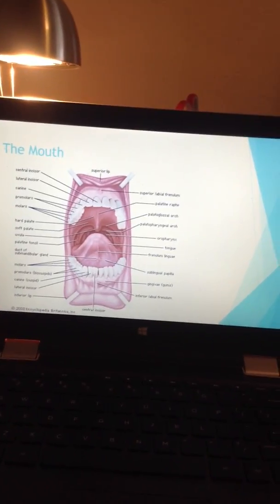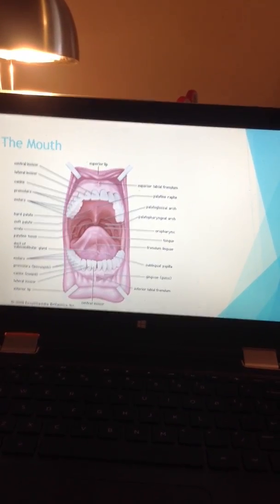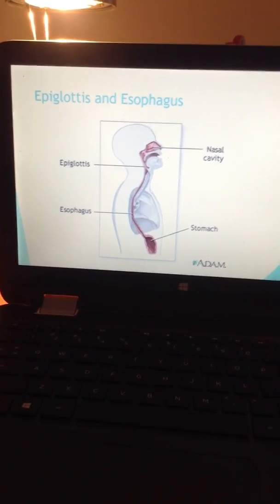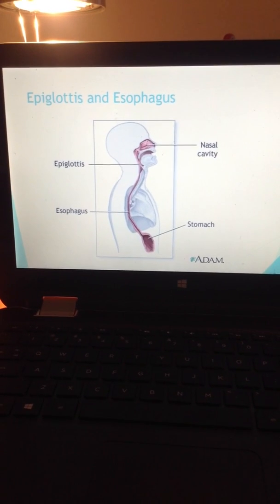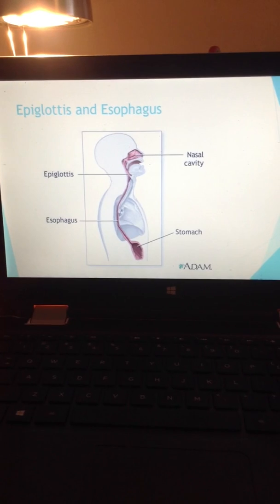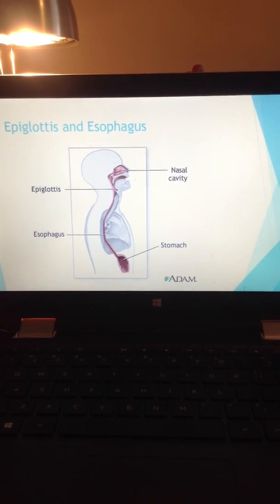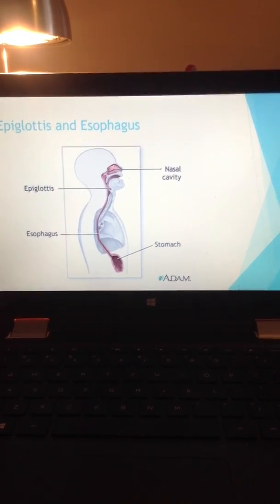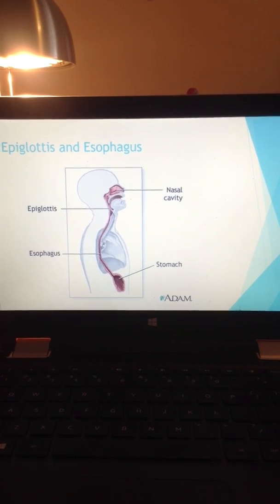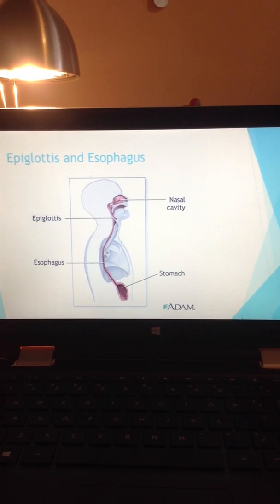So, food goes down the esophagus to the stomach past the epiglottis. There's a picture of the epiglottis and the esophagus. The epiglottis is a flap of elastic cartilage that guards the entrance to the trachea and prevents food from entering the trachea. Once it's in the esophagus, the bolus of food continues to move through the digestive system in rhythmic muscular contractions called peristalsis.